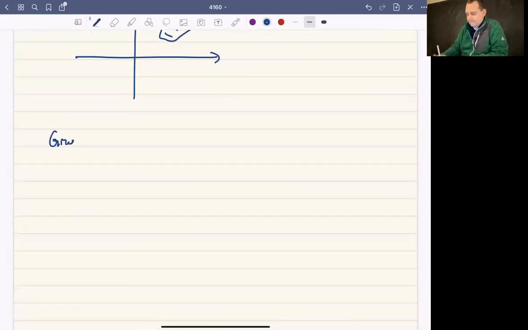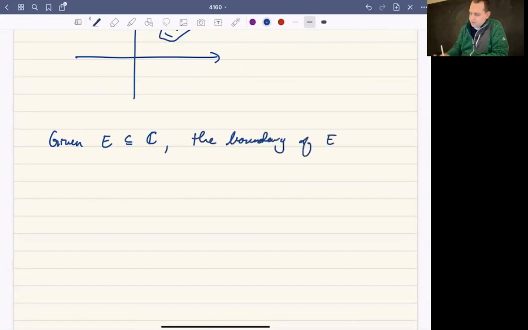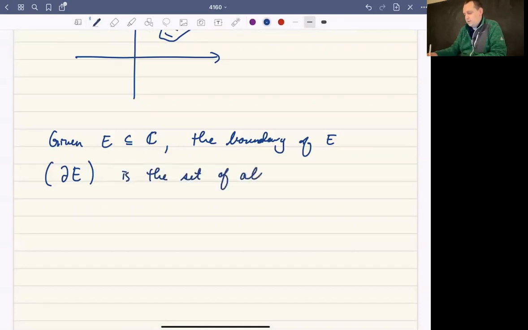Given some set E in the complex plane, the boundary of E is denoted by del E, not delta. This del is the del that you see in Calc 3 with partial derivatives. So the boundary of E, denoted by del E, is the set of all boundary points.